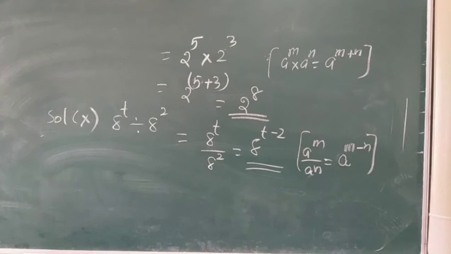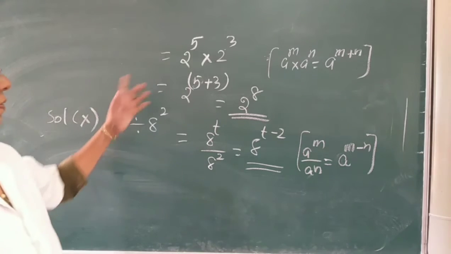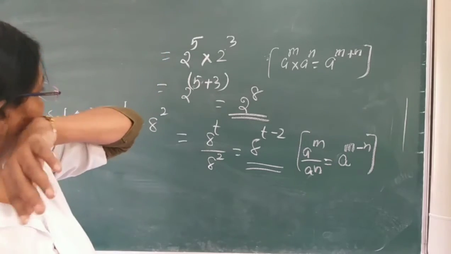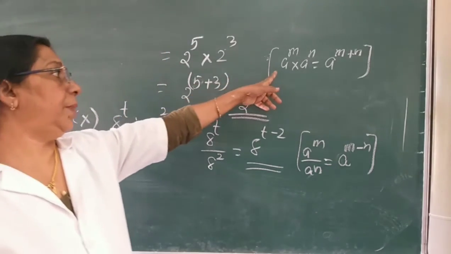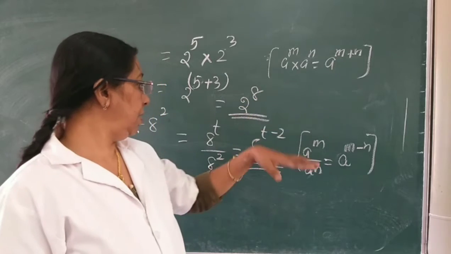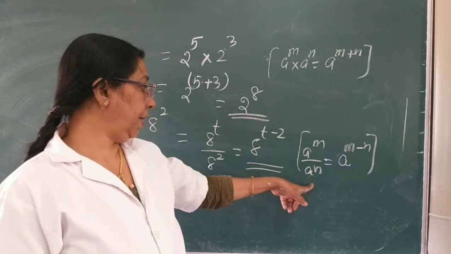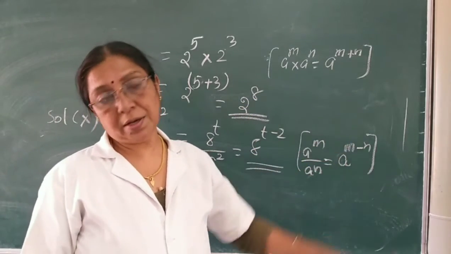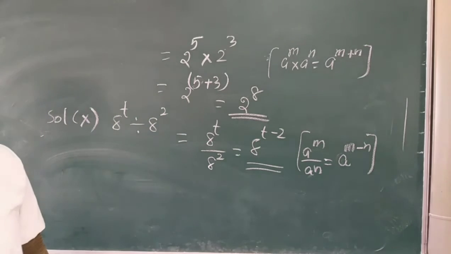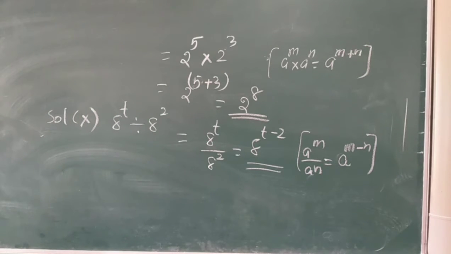So learn well. All of these were done by applying the formula laws. First law: a raised to m into a raised to n is equal to a raised to m plus n. Second law: a raised to m divided by a raised to n is equal to a raised to m minus n. Then a raised to m the whole raised to n is equal to a raised to mn. That is all we applied here.